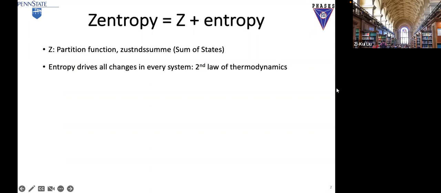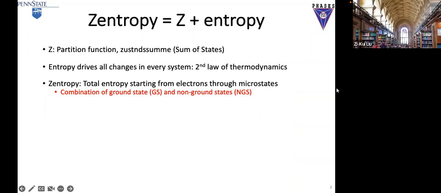Okay. Entropy, we all know that too. Entropy drives all changes in every system. Anything is driven by entropy change. That's the second law of thermodynamics. So if you think about the Z and entropy put together, it will be Zentropy. It's really that we calculate the total entropy in a system, starting from electrons to whatever the states you have. We do this through microstates, I mean, configurations. In other terms, we start with the ground state, that's quantum mechanics, which we can do, then we go up to the ground states and put them together.